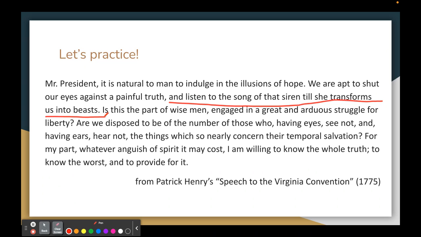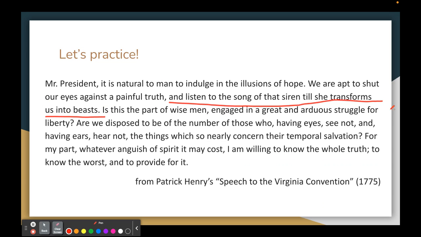So, of course, the siren song is a reference to Greek mythology. I alluded to that earlier, pun intended, in my example. But the siren song, just as a reminder, is captivating, but it's too good to be true. So essentially, here, Patrick Henry is saying that Great Britain is talking a good talk, but this is false hope.